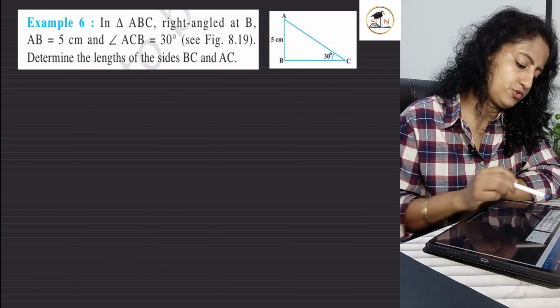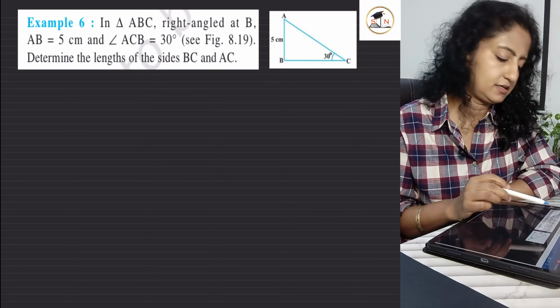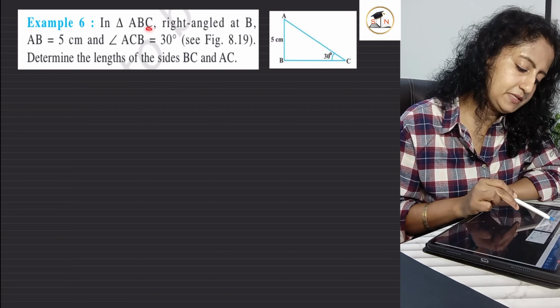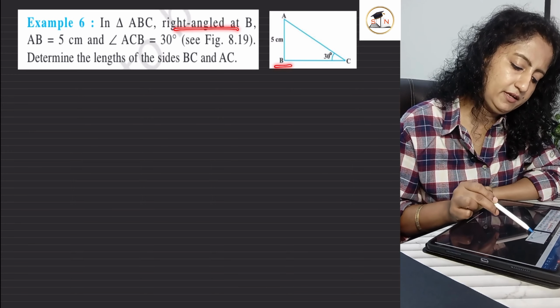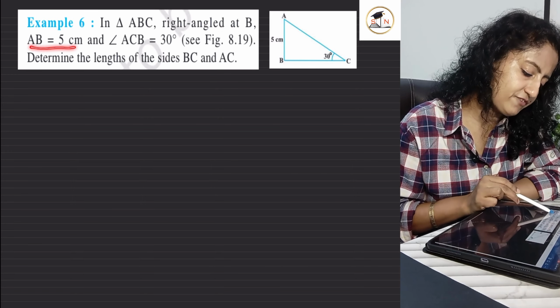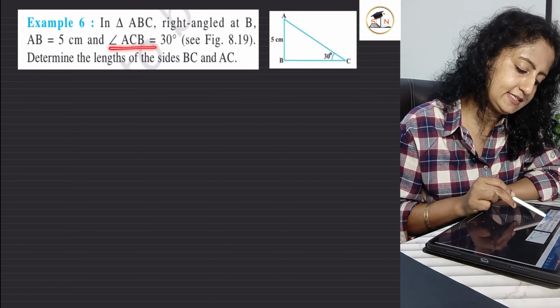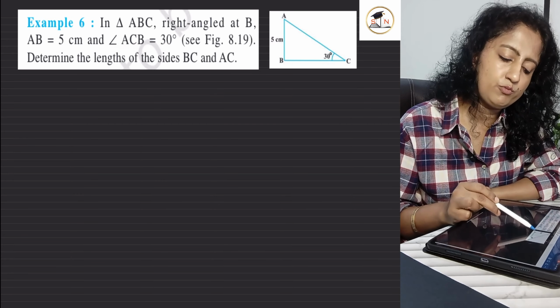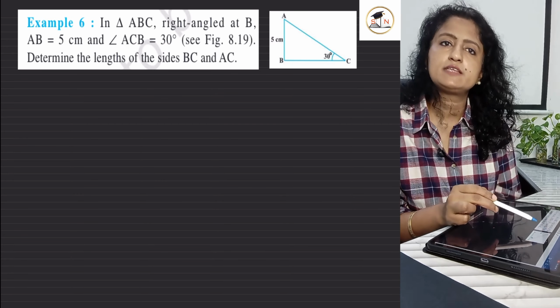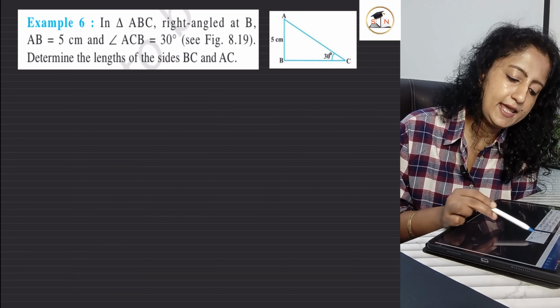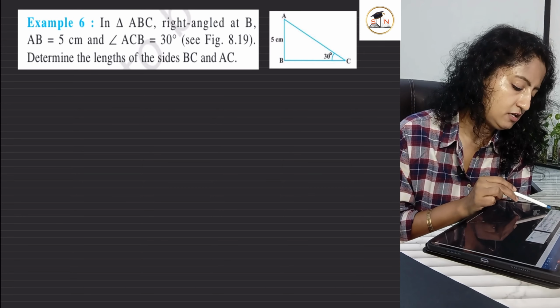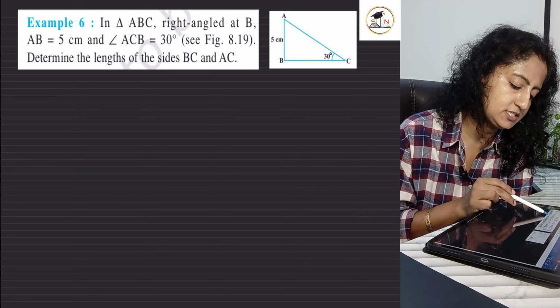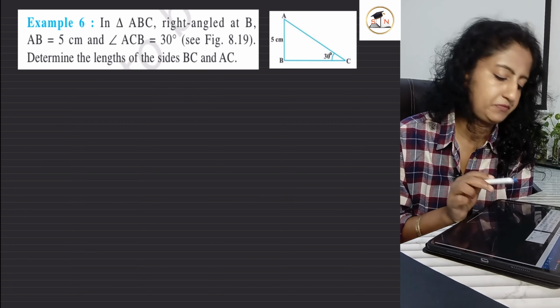So here is our first question, which is example 6 of NCERT. In a triangle ABC, right angle at B over here, AB is 5 centimeter, angle ACB is 30. Now what do we have? We have AB as 5 centimeter, angle ACB as 30 degree, right? We are supposed to determine the lengths of the sides BC and AC.